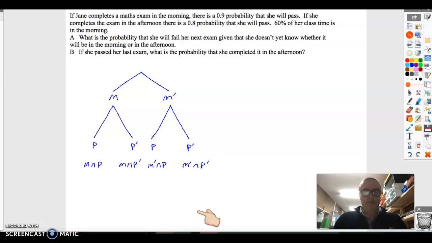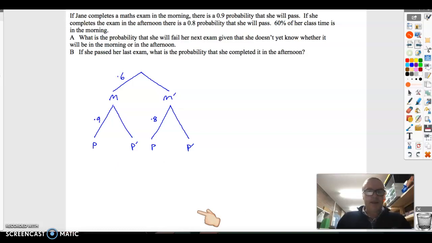What we'll see at the bottom of the tree diagram are all the different intersections of these two events that we could have. So it could be a situation where it's the morning and she passes, the intersection the morning and she fails, the afternoon and she passes, the afternoon and she fails. That covers all of the intersections for these two events. Two events being whether it's morning or not, and whether she's passing or failing.